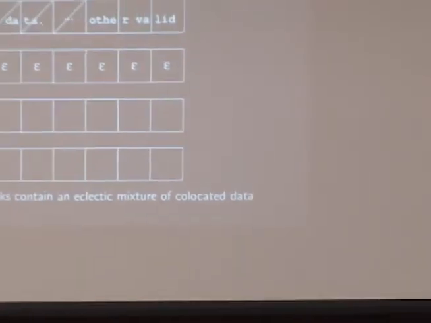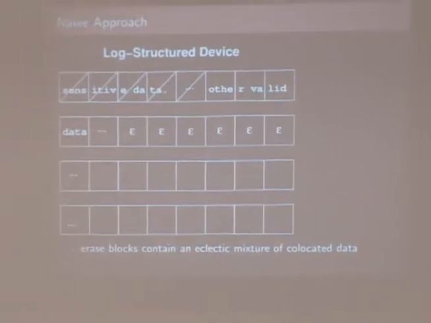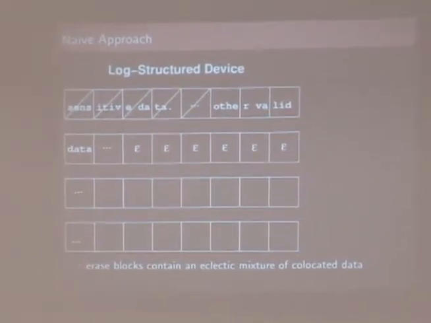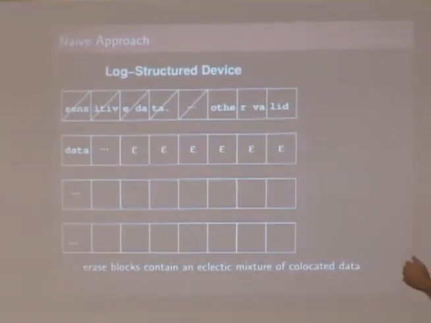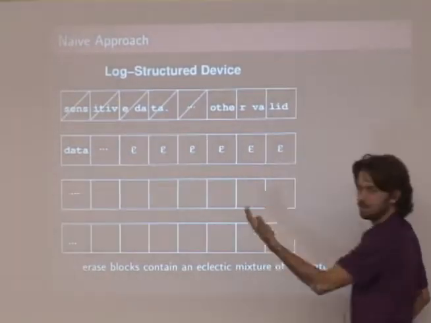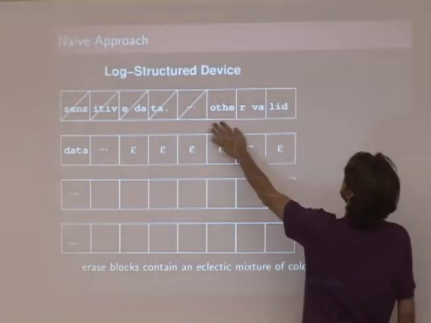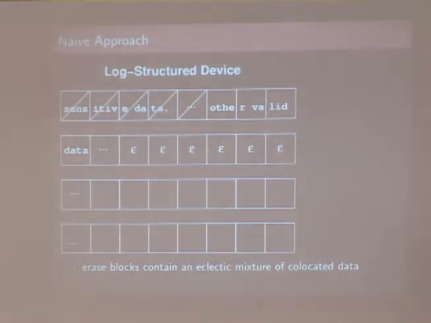So now I'll present a sort of naive approach to this problem of secure deletion. Here, on one erase block, we have some sensitive data that we want to delete. It's now obsolete. And co-located is some other valid data. Now, when we're writing to flash memory, there's no real reason for the order of the files that are written. It depends on how they actually are being written to by the file system.